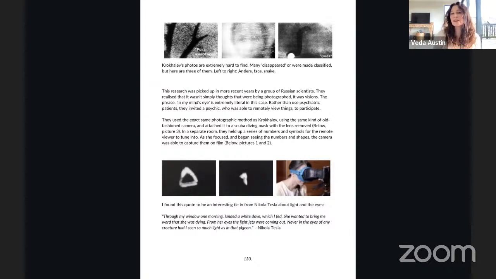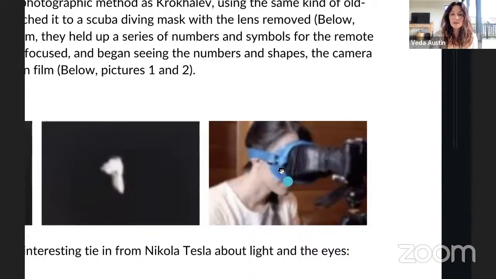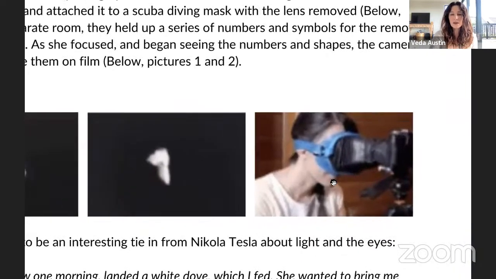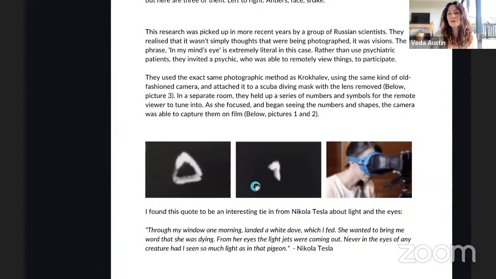So relatively recently, within the last 25 years, more Russian scientists gave this a go. Instead of using people who had psychiatric disorders, they used someone who could remote view. And the scientist stood behind a wall and held up numbers and shapes. And as she tuned in to what they were holding up, someone took the photo. And this is their setup. This is this woman. They've used a scuba diving mask and the same kind of camera. But these are a couple of examples of what she was projecting, what they photographed from her eyes.